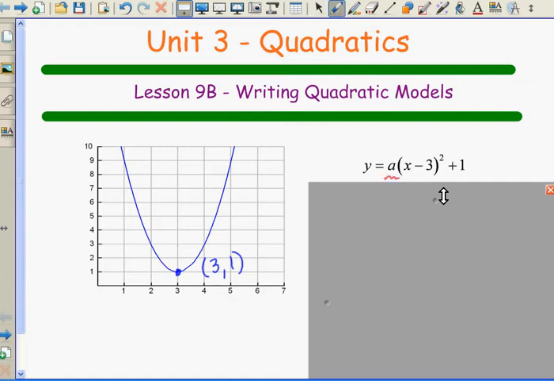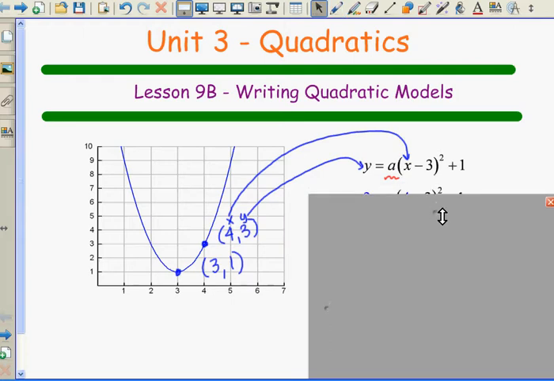And we can figure that out a couple of ways. One of the ways is to just use a different point on our graph. So here we've got a point at 4, 3. That's an x and a y. We can take that x, plug it in, take this y, plug it in. It would look something like this if we did that. And then we still have our a left, but that's our only variable now, so now we can solve for a. So if we weren't sure what the a value was, we can just plug in a different point than the vertex for x and y and solve for a.